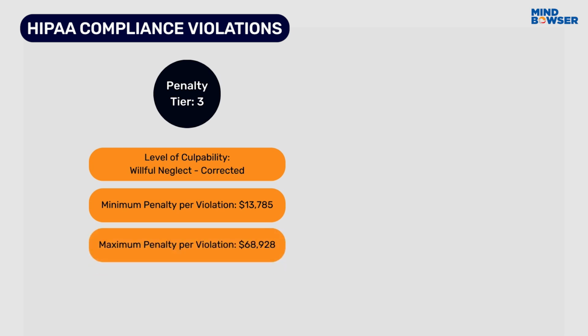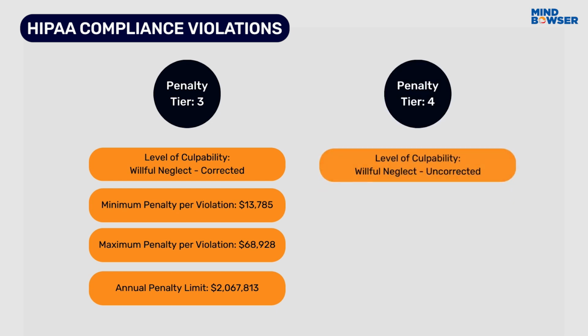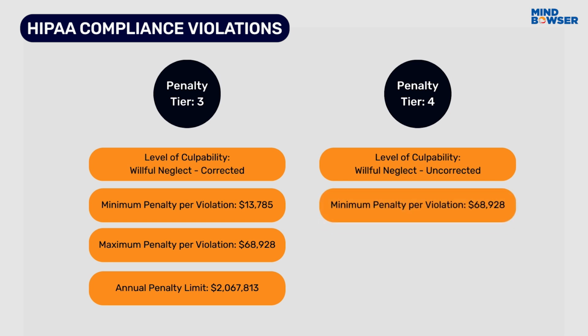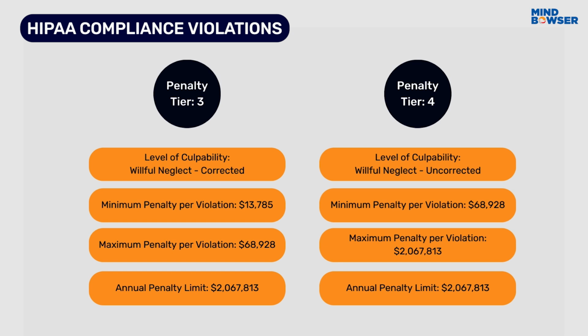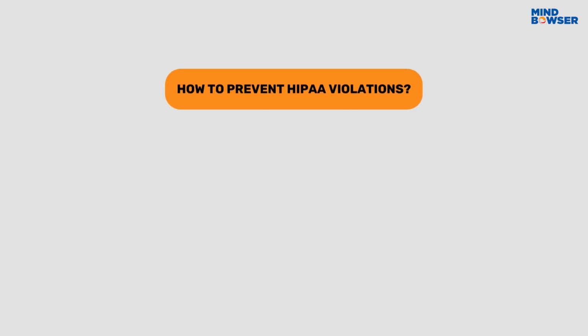$13,785, maximum penalty per violation is $68,928 and annual penalty limit, $2,067,813. For penalty Tier 4, if level of culpability is willful neglect, uncorrected, then the minimum penalty per violation is $68,928, maximum penalty per violation is $2,067,813 and annual penalty limit, $2,067,813. How to prevent HIPAA violations.